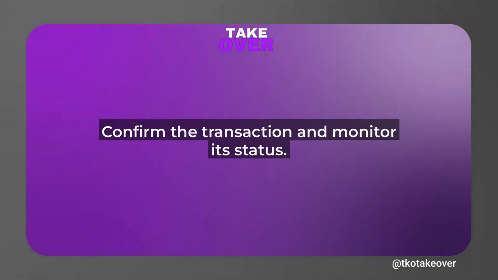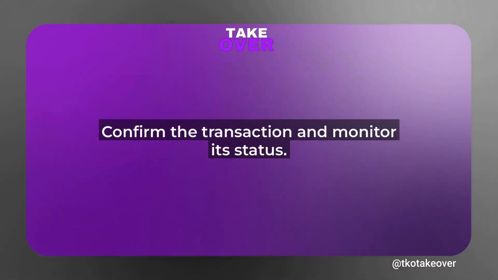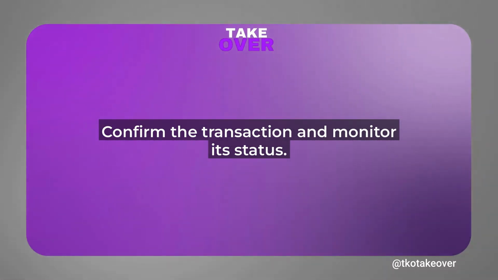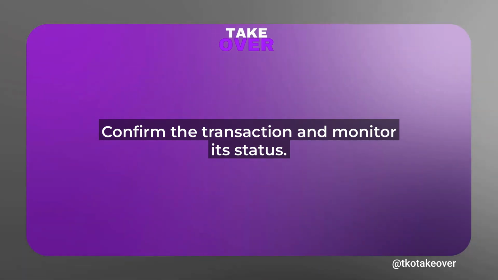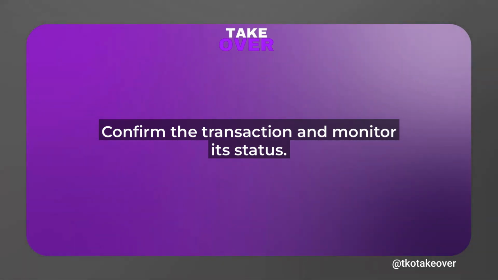Step 4. Hit Confirm and authorize the transaction. You'll likely need to sign it with your wallet's private key or biometric authentication for security. Once it's broadcasted, keep an eye on the Blockchain Explorer to track its progress. It should hit your Crypto.com account in a few minutes to an hour.